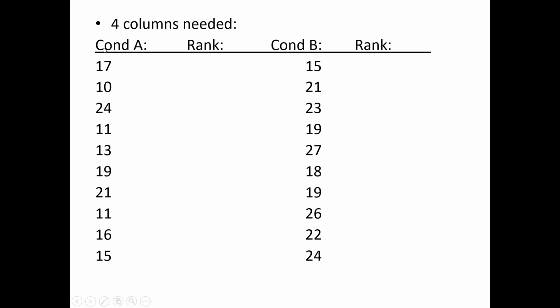So you have got condition A. Let's say you've got your scores for condition A here. Leave a space. Make sure that you've got this word here, rank, above here, because you're going to be ranking your scores. Then you've got condition B here, and the same thing, you have rank. And we'll look at why you need that rank right now.